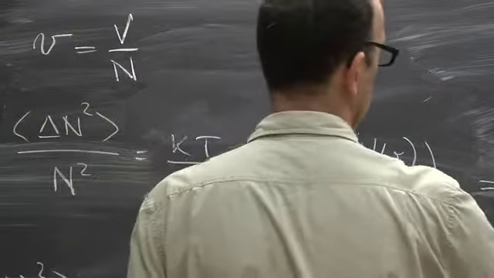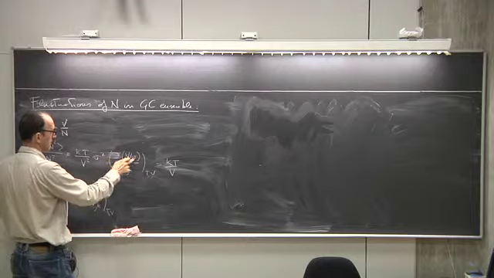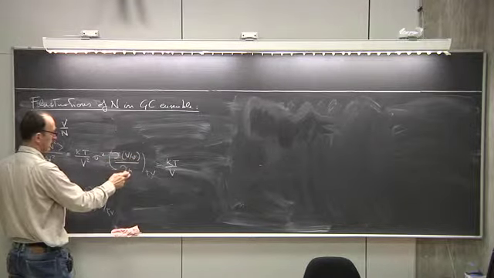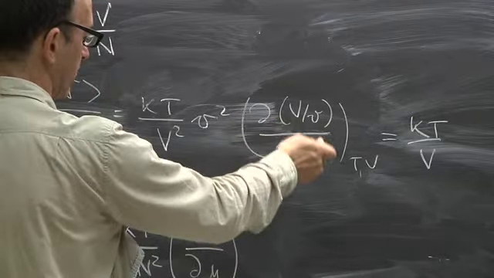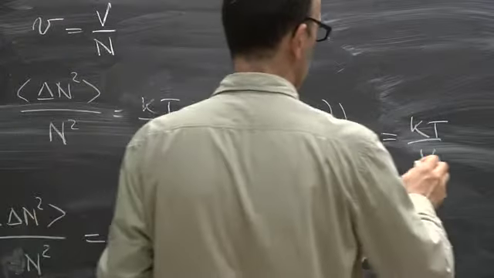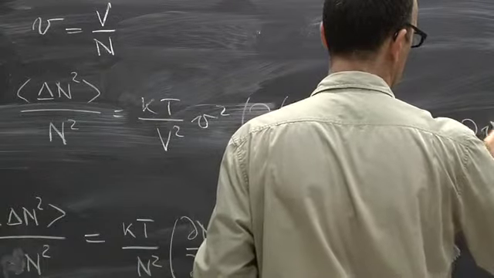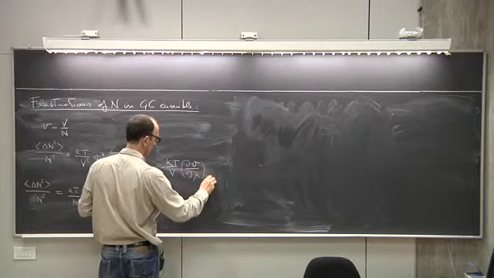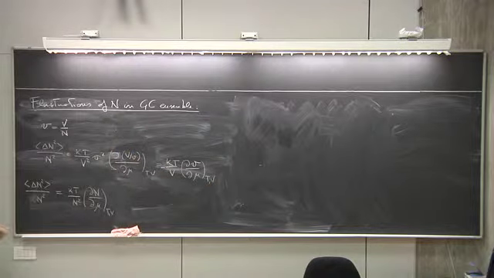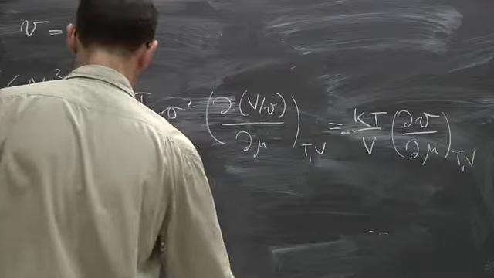And this is just kT divided by V, one V cancels. And then the derivative of 1 over v by mu is minus 1 over v squared times the derivative of small v with respect to mu. Okay? So I have a minus sign times the derivative of v with respect to mu at constant T and V. Okay, so this is still not particularly transparent.